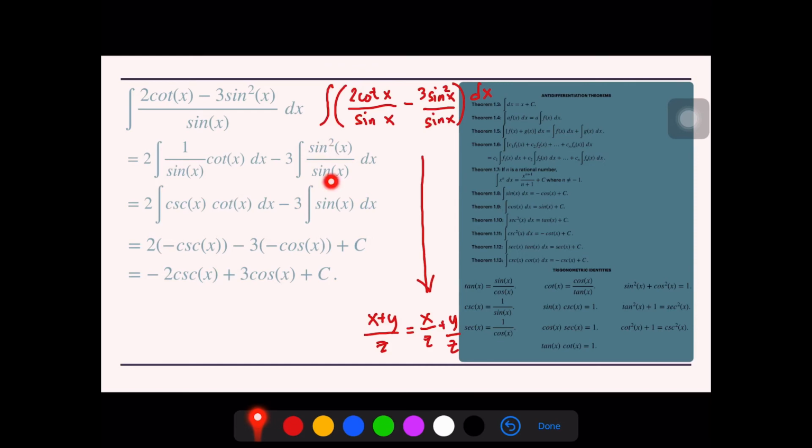We can simplify sine squared x over sine x and just have sine x. For the benefit of others, this is the same thing as x squared over x, which is just equal to x. So yes, applying theorem 1.13 to this, we have negative cosecant x. And to answer the antiderivative of sine x, we just have to use theorem 1.8 to have there negative cos x. Distributing the constants 2 and negative 3, we now have negative 2 cosecant x plus 3 cosine x plus c.